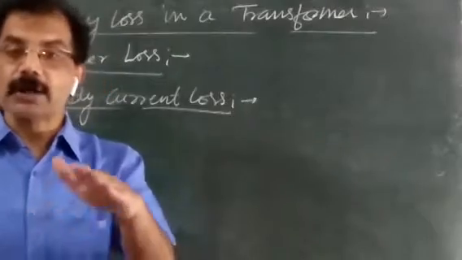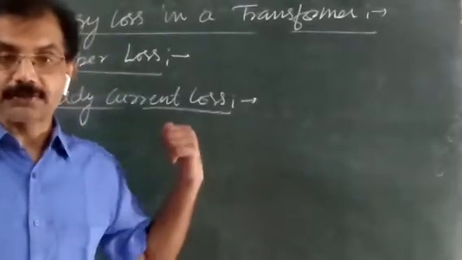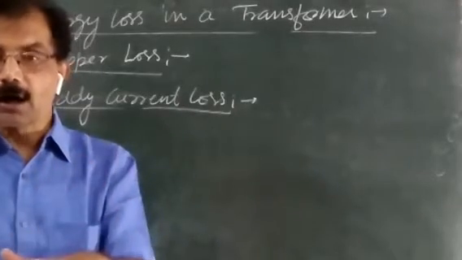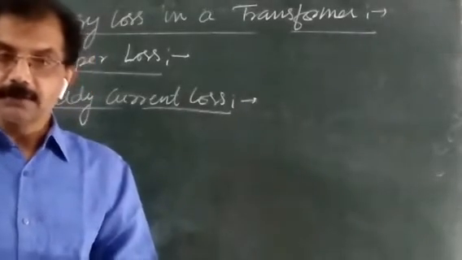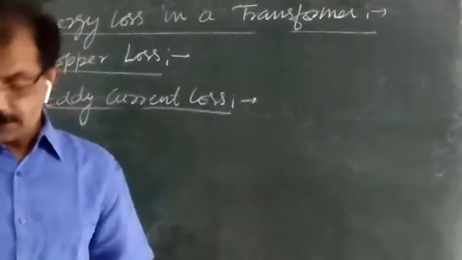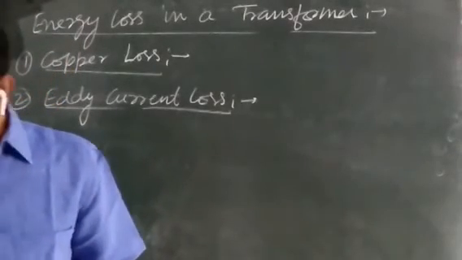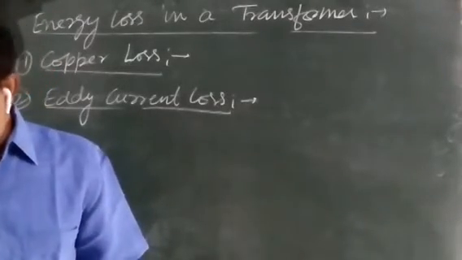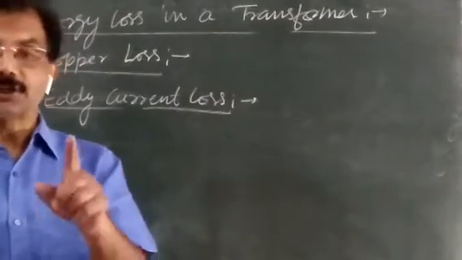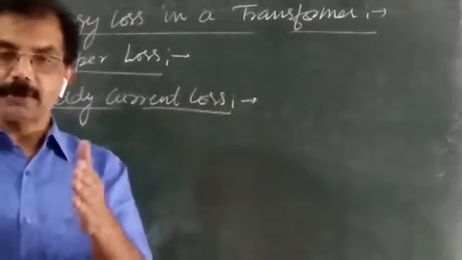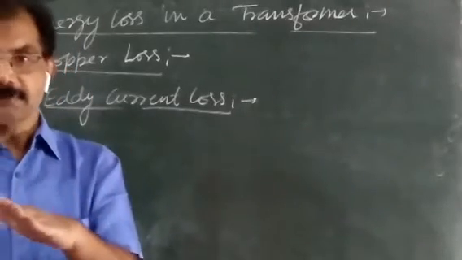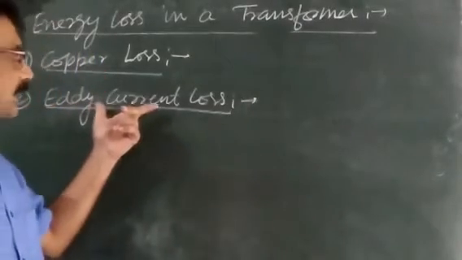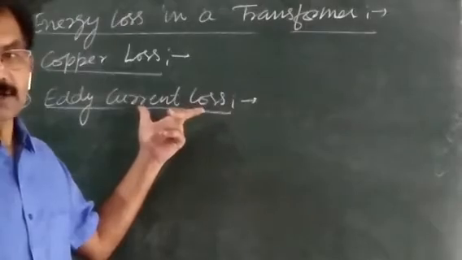This question was asked: how can we minimize it? So how can we minimize the eddy current loss? By laminating the core of the transformer. So simply you can say the eddy current loss is minimized by making the iron core laminated, by making it out of a number of thin sheets of iron. This is the eddy current loss which usually takes place in the core of a transformer.